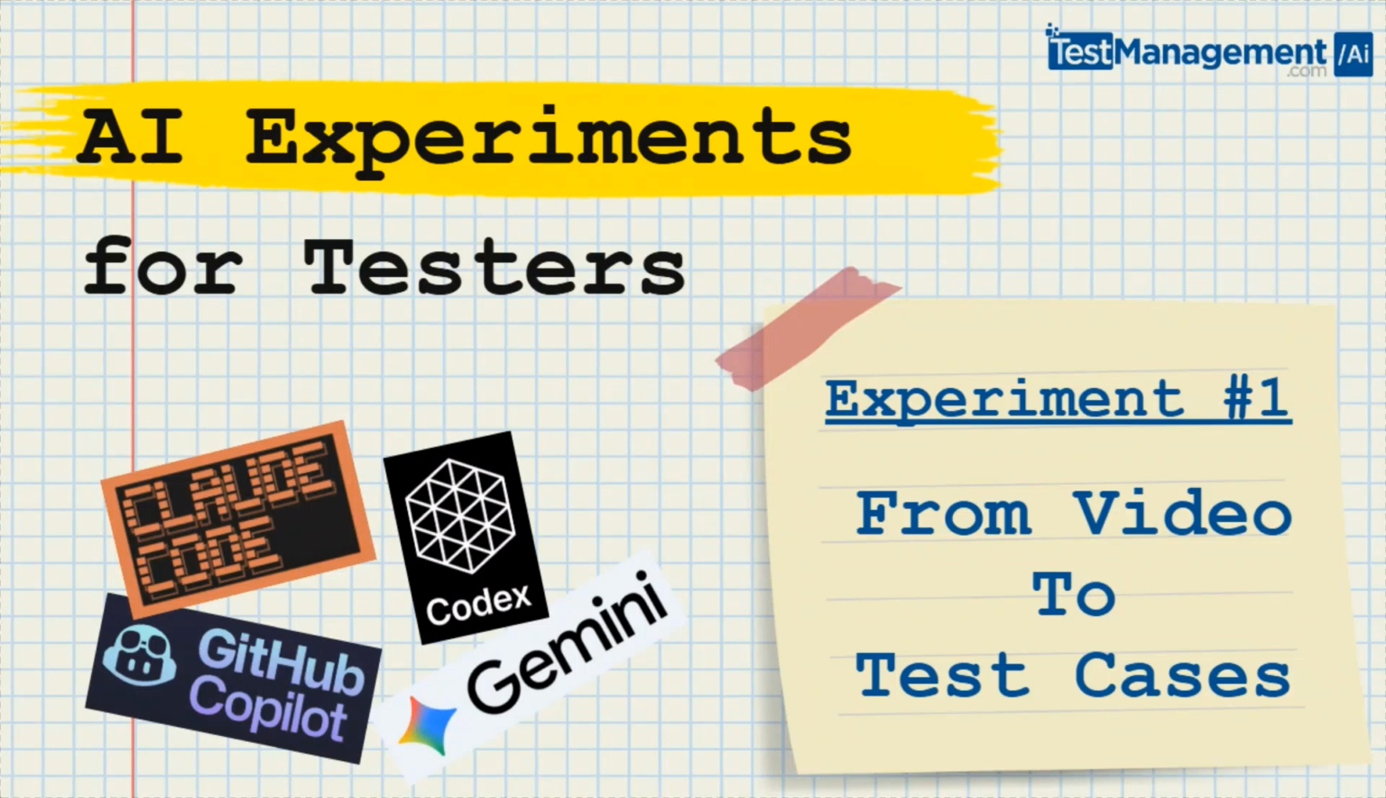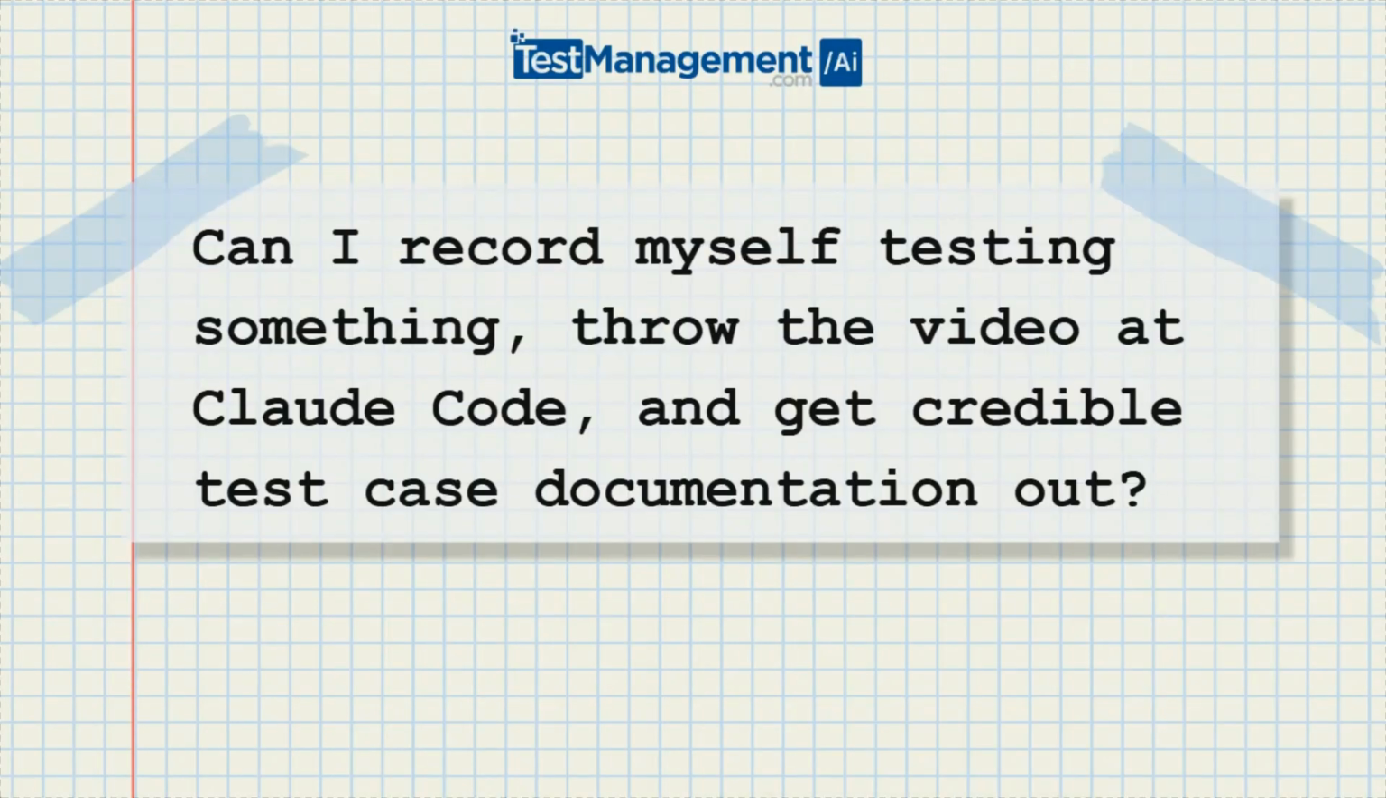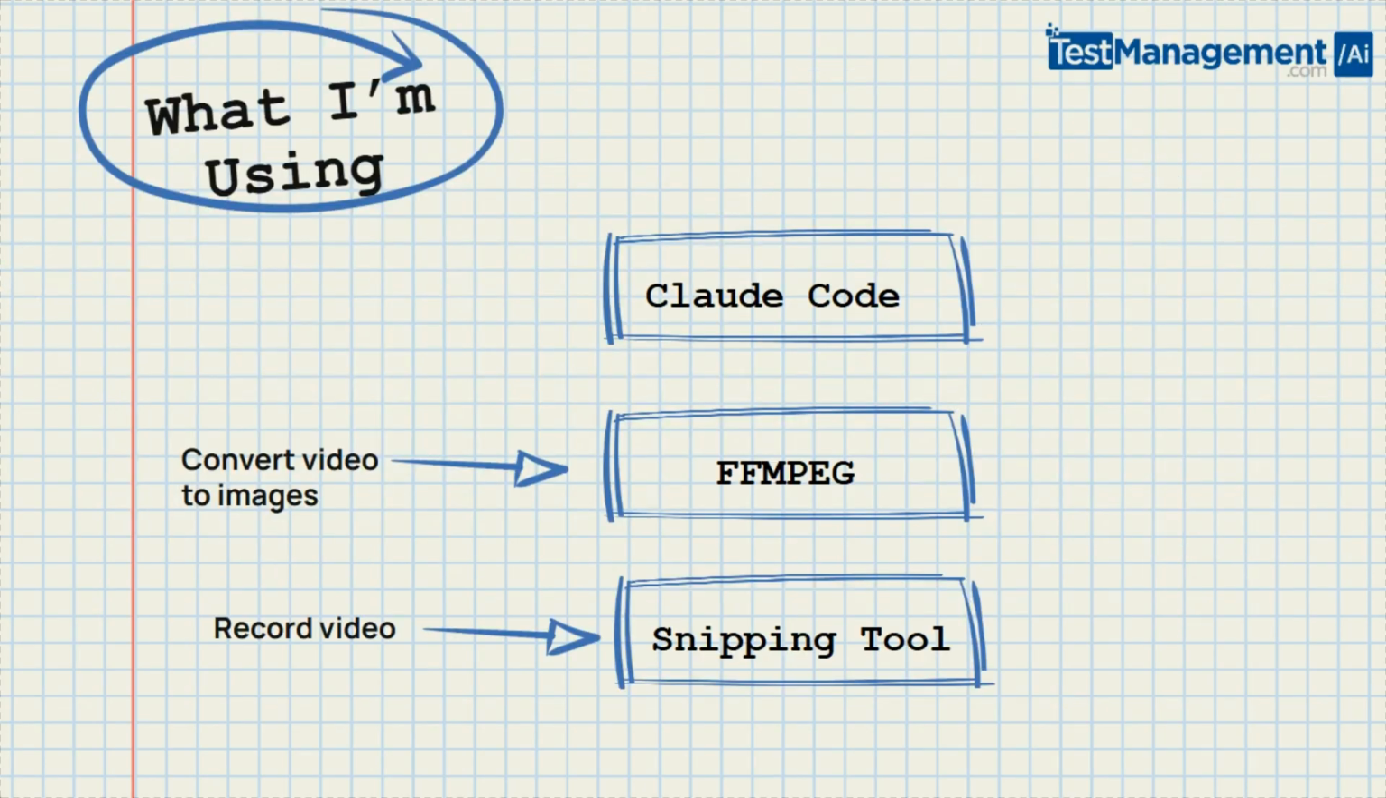AI experiments for testers, creating test cases from videos. In this experiment, I want to record a video of me executing a test and see if I can get Claude Code to create test cases. What we'll be using for this is Claude Code, a tool called ffmpeg, which converts video to images, and the Windows Snipping Tool for recording the video.